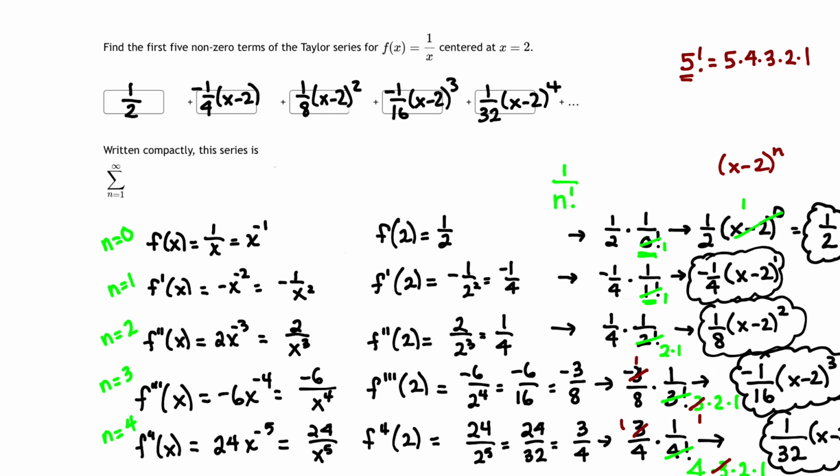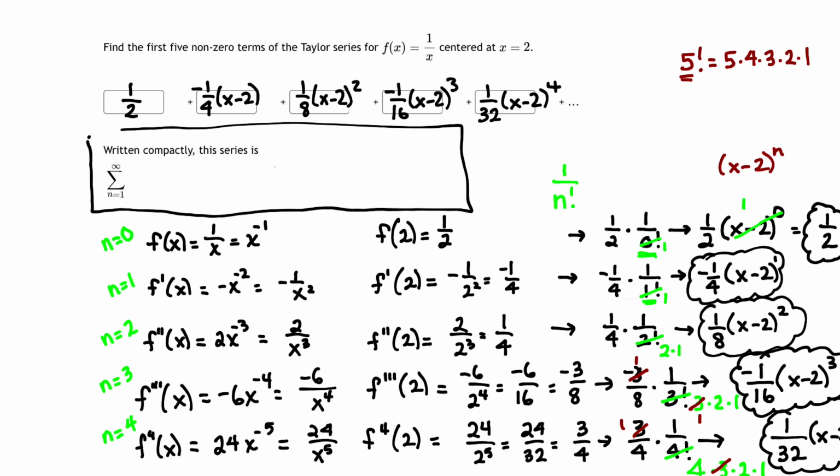Now the second piece is to write this series compactly. So I just want to give us some space here to show this is what we have to work on next. But do you see a pattern that has developed? What do you notice is happening in each term? Well, first of all, I have an x minus 2 to a power, right? So I'm going to write down x minus 2 to some power.